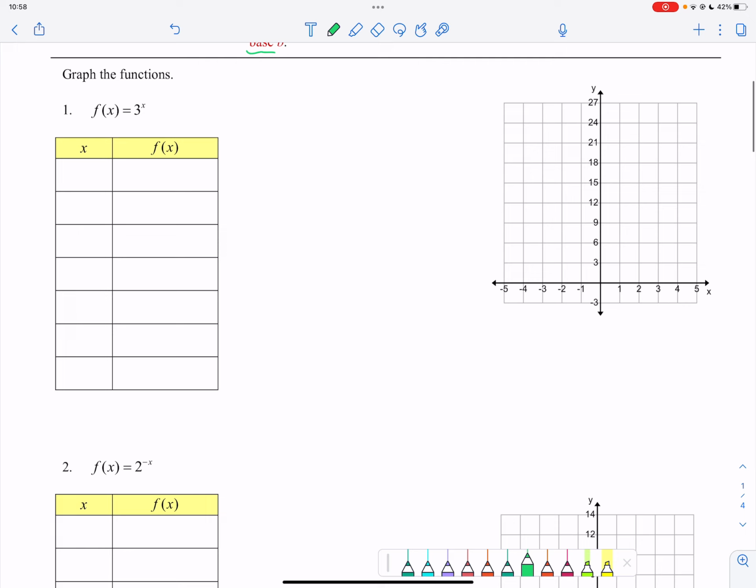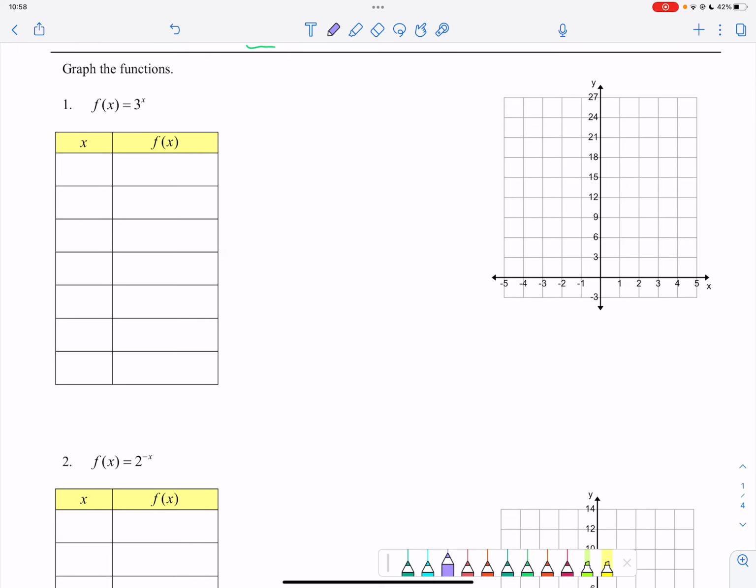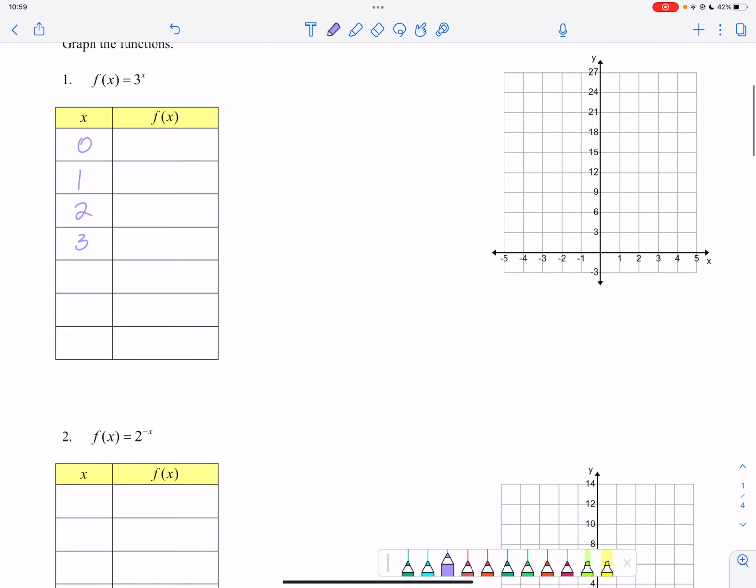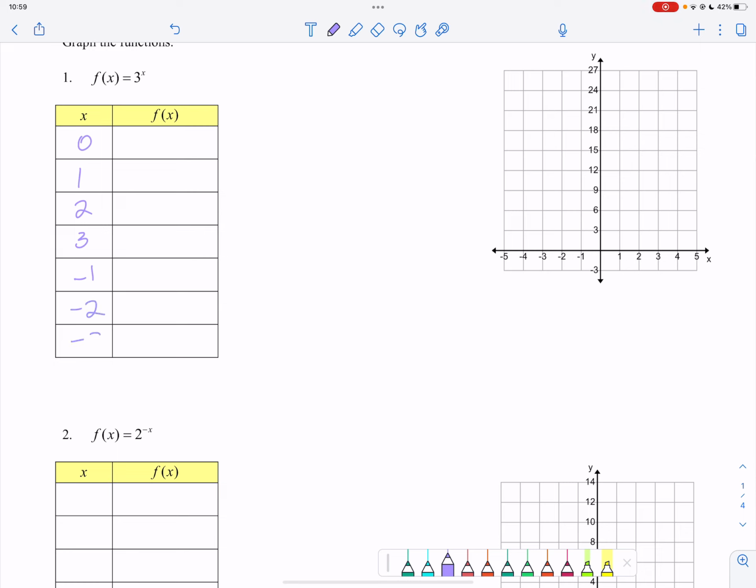We'll begin with f of x equals 3 to the x. So let's go ahead and just let x be 0, 1, 2, 3, and maybe -1, -2, -3. So here, f of x is 3 to the 0, which is 1, 3 to the first power, which is 3, 3 squared is 9, 3 cubed is 27. Now be careful here, 3 to the -1 is going to be 1/3. 3 to the -2 is 1/9, and 3 to the -3rd power is 1/27.